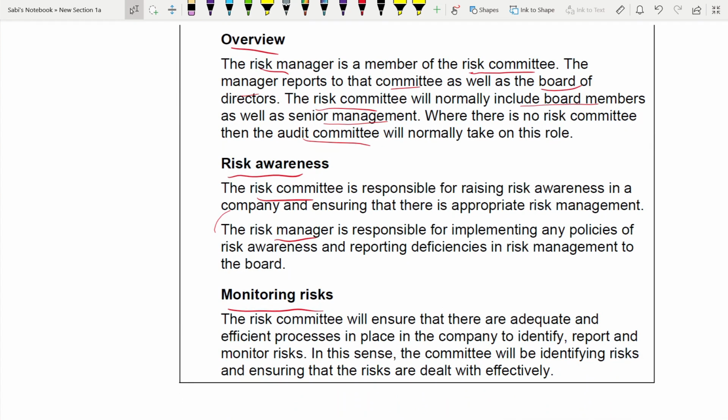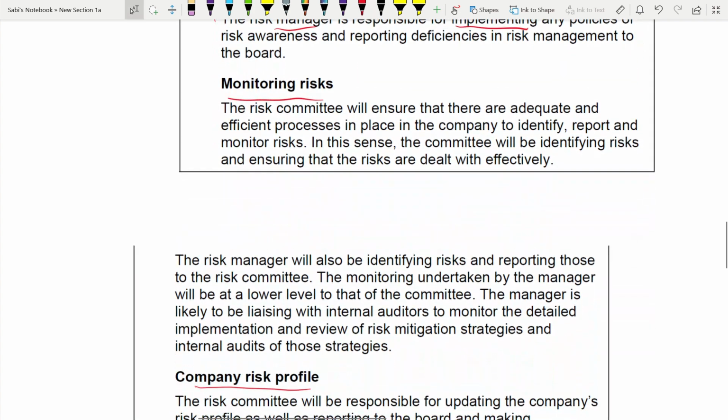Risk committee is responsible for raising risk awareness. Risk manager is responsible for implementing those risk awareness policies. Monitoring risk. Both are responsible for monitoring. Okay. Both risk manager and risk committee. But what is the difference is, risk manager is in the detail level they are monitoring risk, whereas risk committee, they make sure that an efficient process is there in place for monitoring. You understanding? To identify, report and monitor the risk.